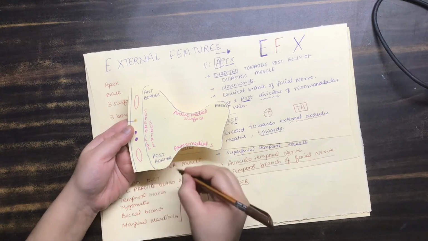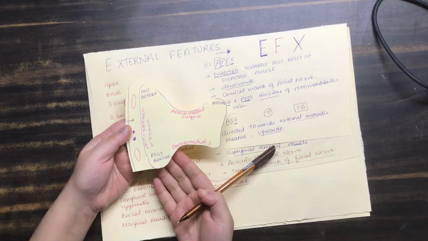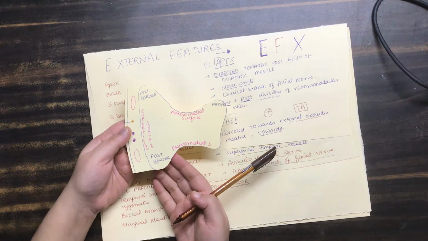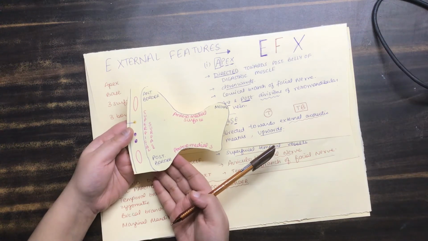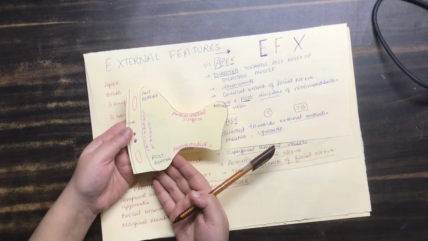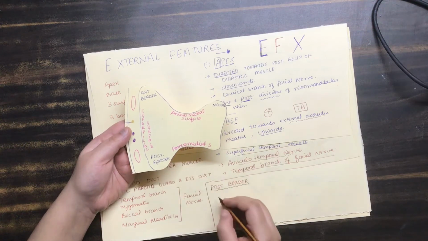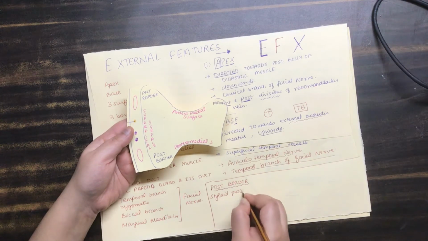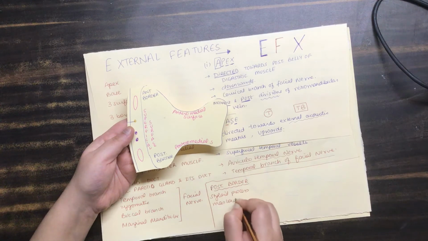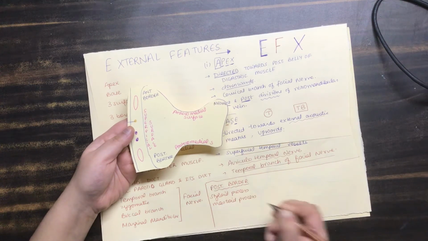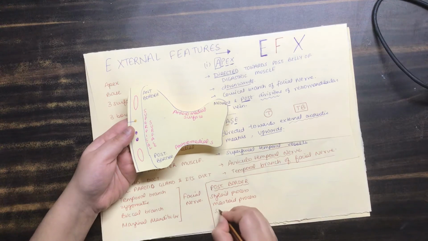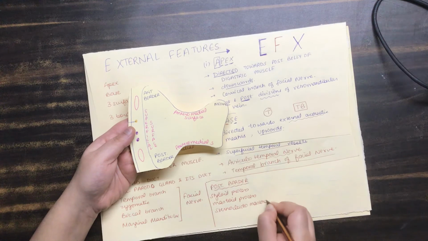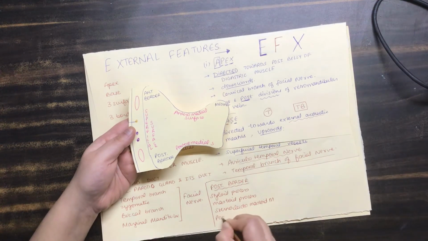The second point for the posterior border is that it is going to be in relation to the sternocleidomastoid. And also, since you know that the sternocleidomastoid has the mastoid process, it's going to have the mastoid process and the styloid process along with the posterior belly of the digastric. So the structures piercing from the posterior border are going to be the styloid process, mastoid process, then the sternocleidomastoid muscle and the posterior belly of digastric.